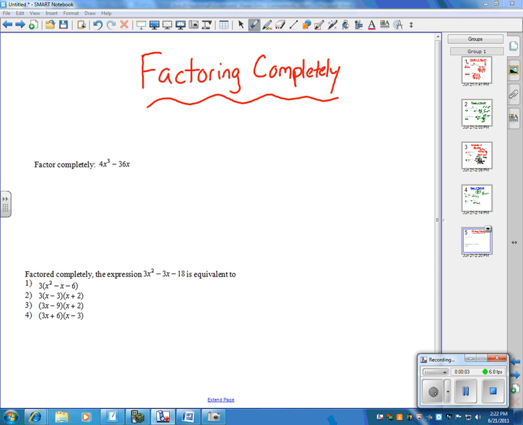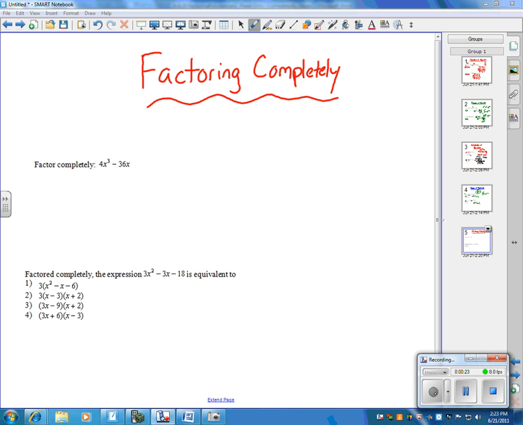One of the main reasons that people lose points on factoring questions is they don't factor completely. So we're going to take a look at a multiple choice and a short answer where you could stop too early and lose some points for it. Now, the first question that we're going to look at is a short answer. I believe this was either a 2 or 3 point question.